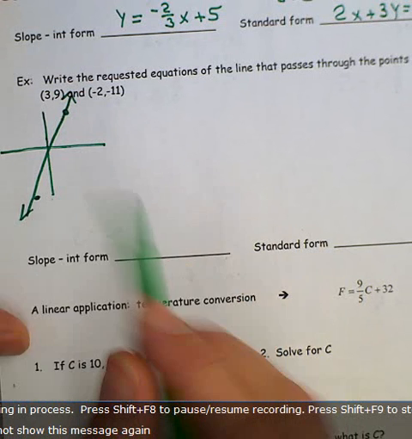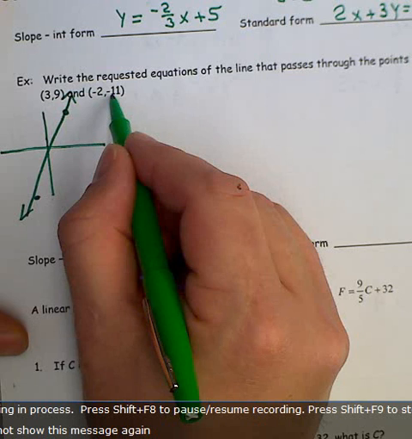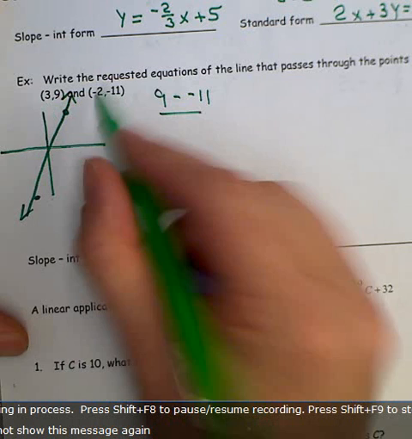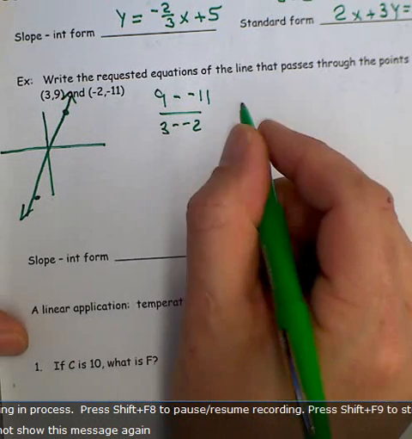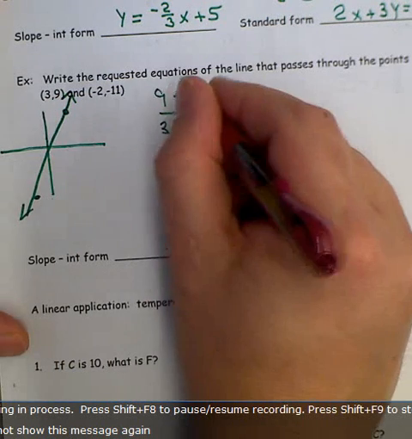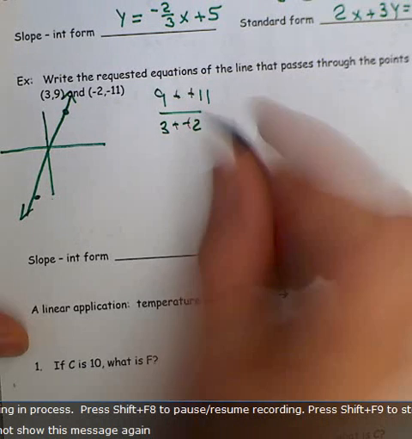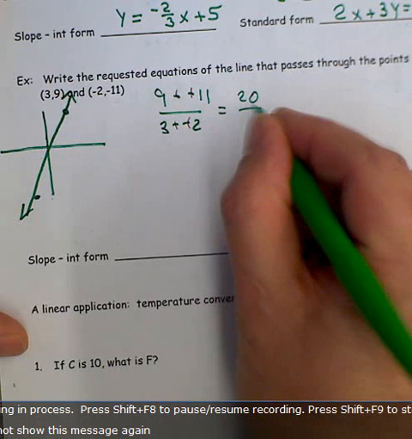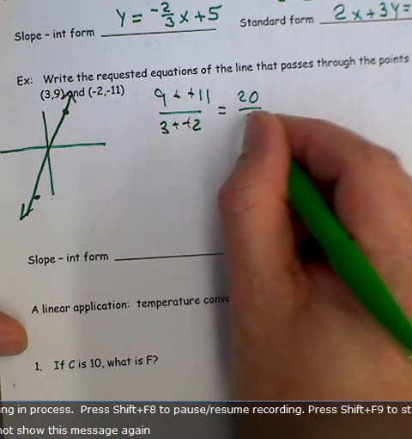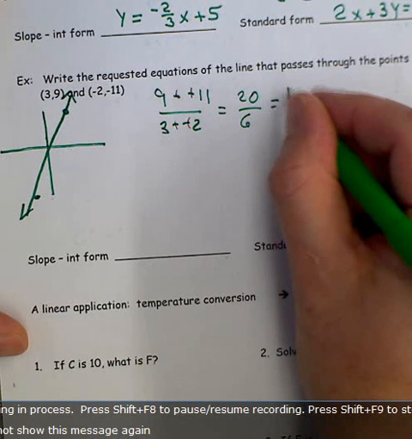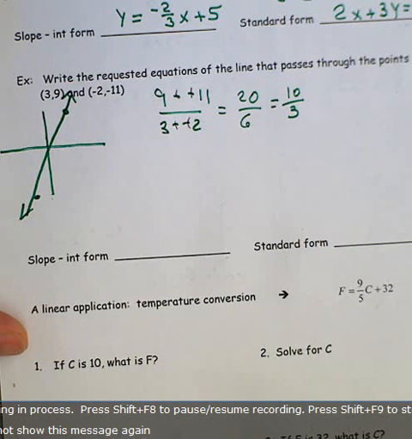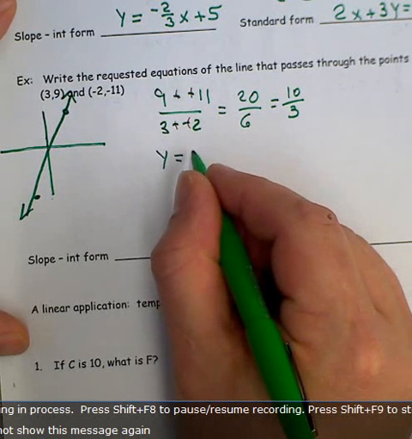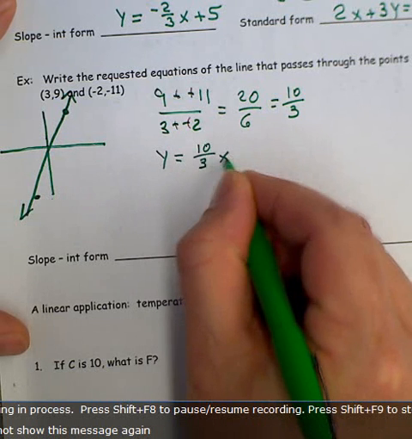So the slope, I'm going to do 9 minus a -11 over 3 minus a -2. Now minus a negative is plus a positive, and minus a negative is plus a positive. So we get 9 plus 11, that gives 20, and 3 plus 2, 5. That reduces to 4. So I'm looking at y equals mx plus b.